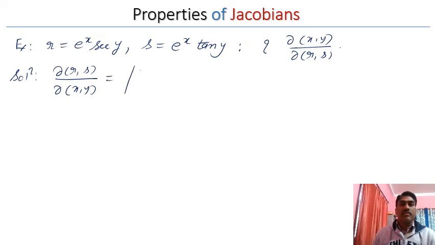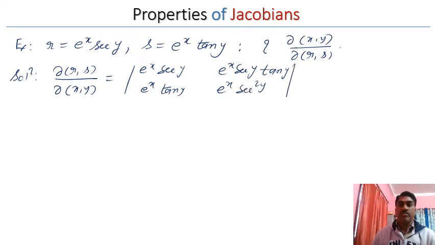Del r by del x, so this is e to the power x sec y, then del r by del y, so this is e to the power x sec y tan y, then del s by del x, this is e to the power x tan y, and del s by del y, this is e to the power x sec square y. So you can open the determinant, it will become e to the power 2x sec y (sec square y minus tan square y).